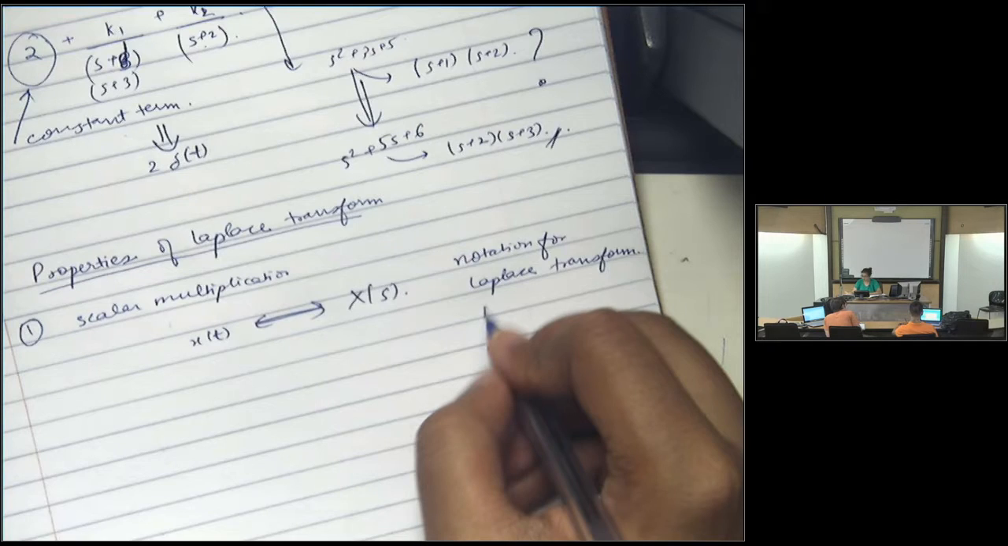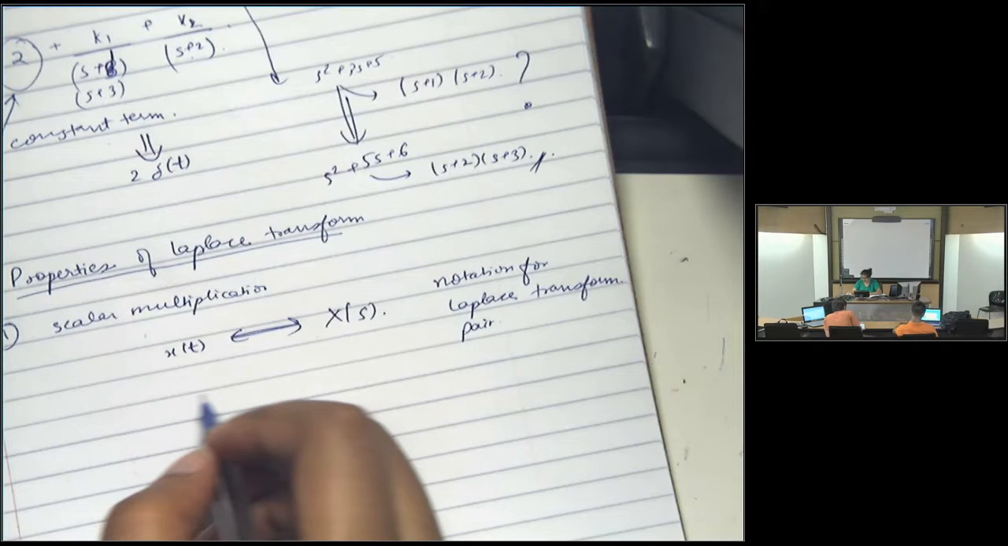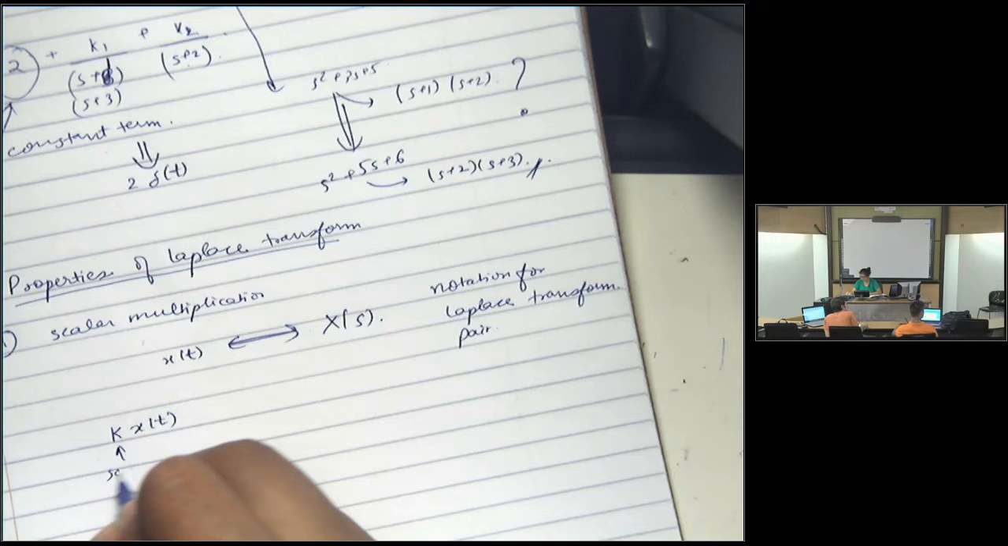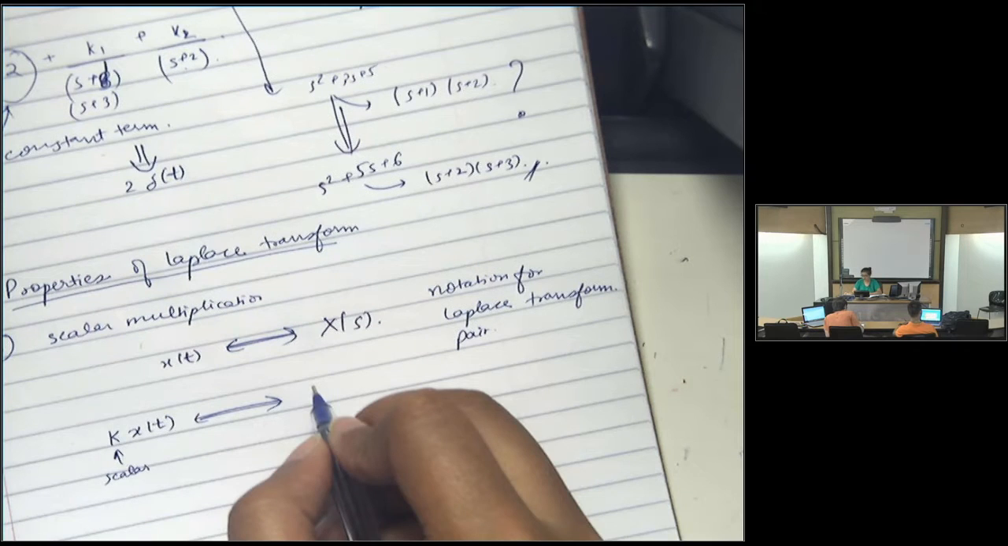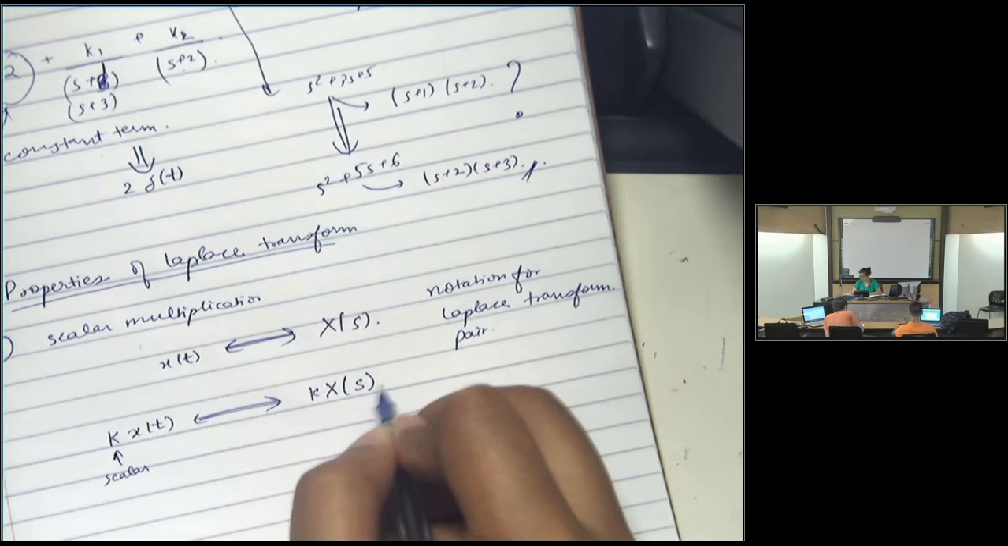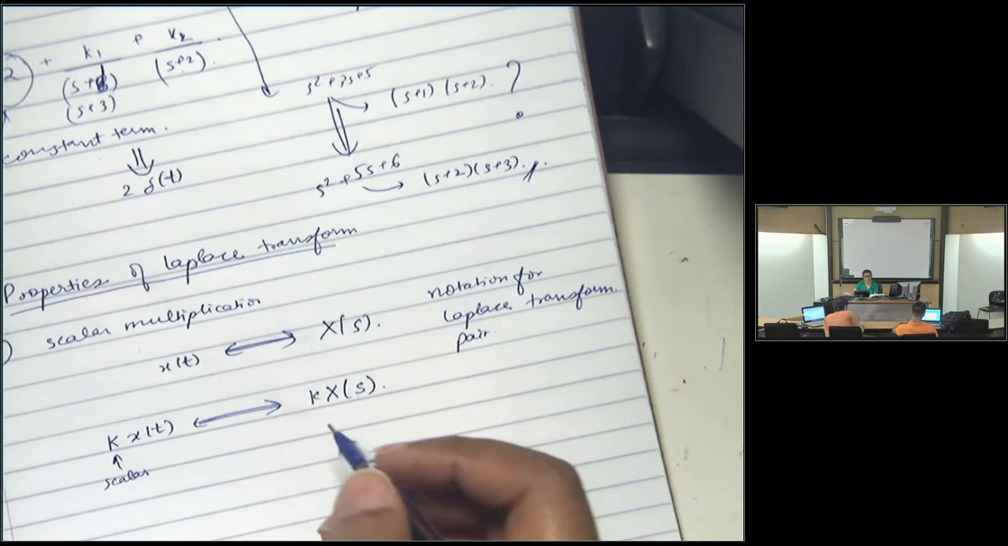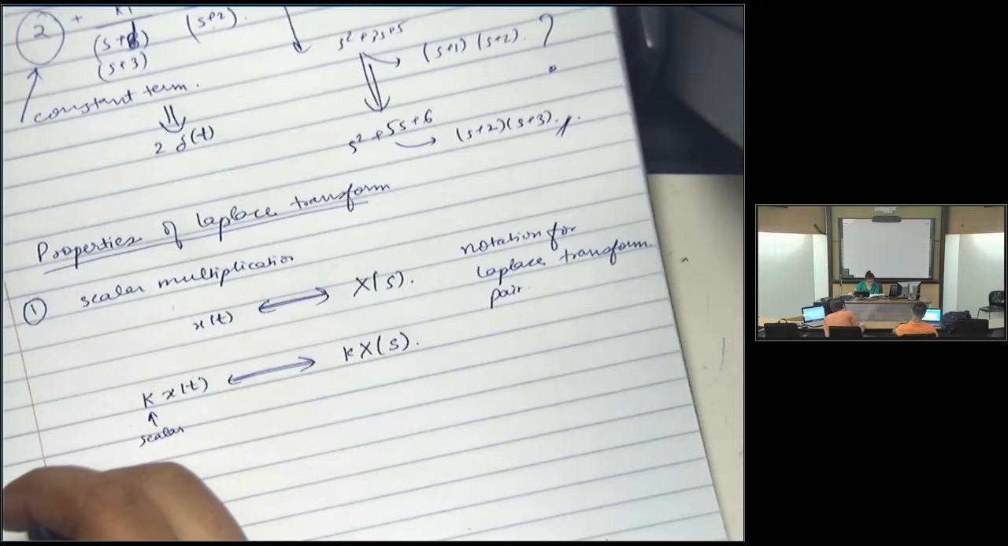If x of t has a Laplace transform x of s, what will be the Laplace transform of k x of t, where k is a scalar? Correct. Your Laplace transform, x of s, just gets multiplied by k, because the k comes out of the integration that you do. So scalar multiplication is straightforward.